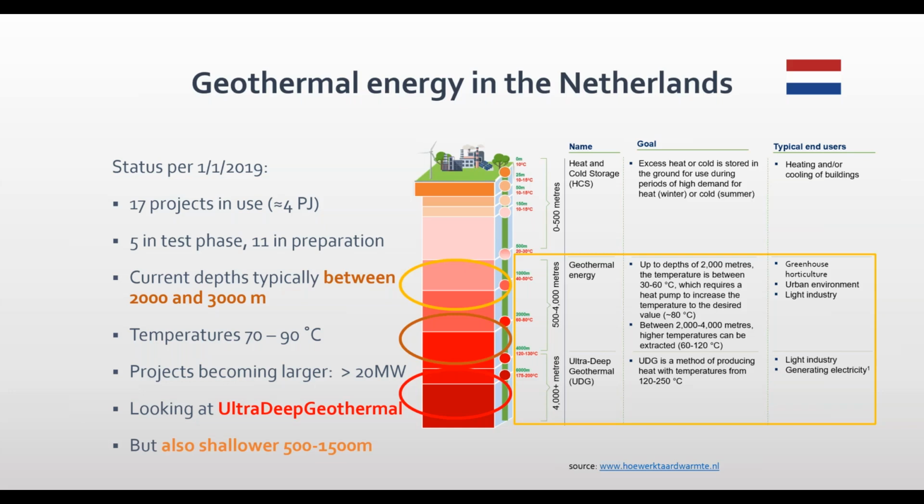parts of industry. But we're also looking into shallower aquifers between 500 and 1500 meters. And the advantage of that is that they're available in many more places than the traditional ones. And they could well be combined with low temperature district heating networks in cities.